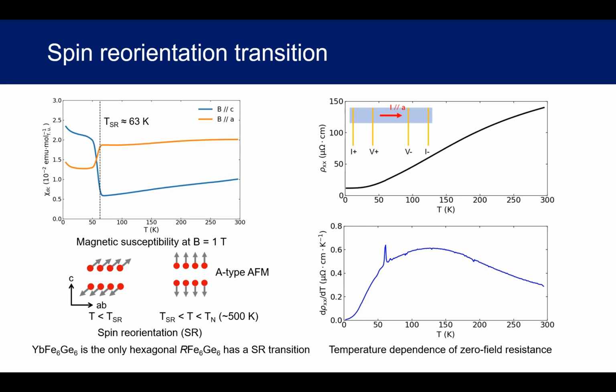From this resistivity measurement, you can see it shows typical metallic behavior. If you take the derivative, you can see a sharp peak around this spin reorientation temperature.